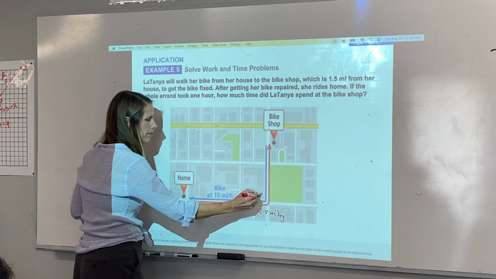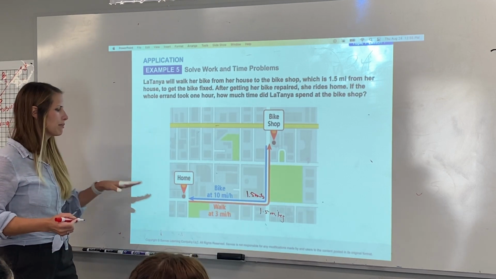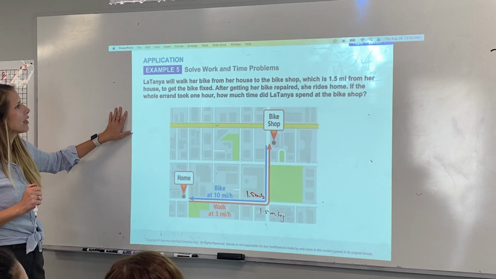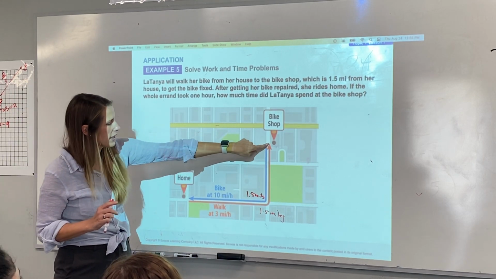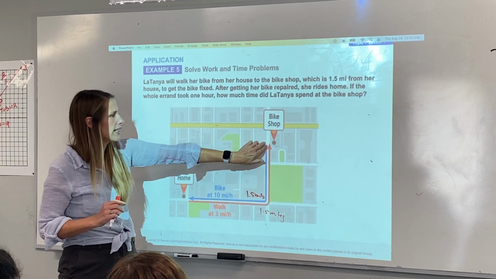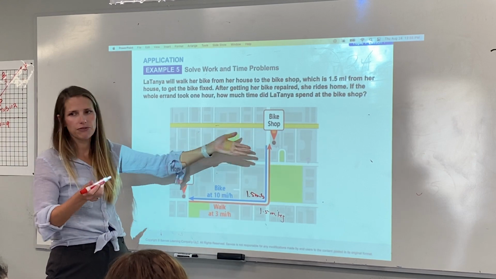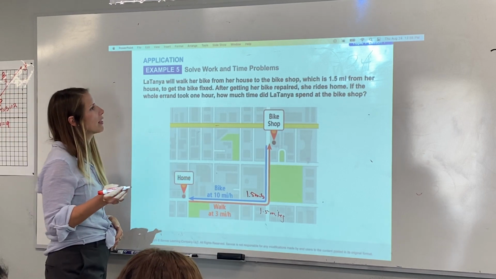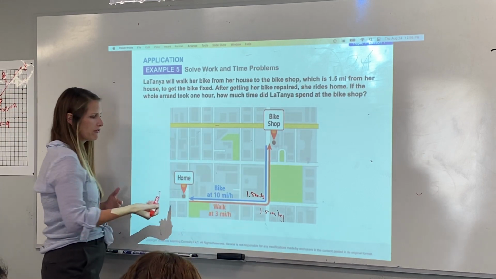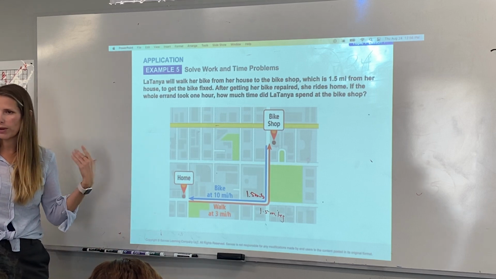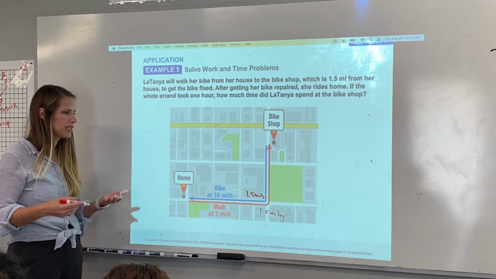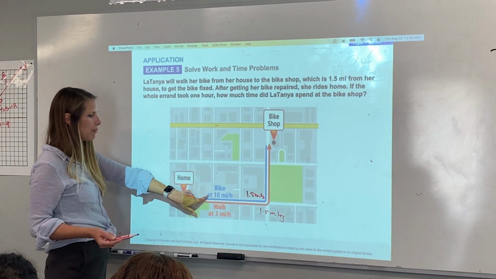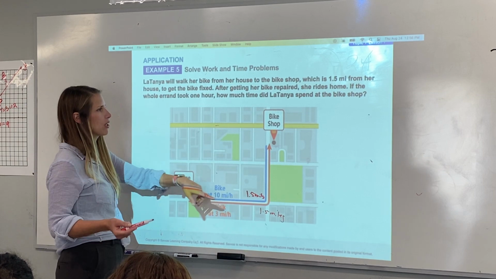So, okay, terrible handwriting, but you see, 1.5 miles both ways. Okay. She gets the bike fixed. She walks her bike to get it fixed. Stays there for some amount of time, which we don't know yet. Then she rides it home, and of course if she's riding it home now, she's going faster. So it's a different rate, okay? So her rate coming home on the bike is 10 miles per hour.